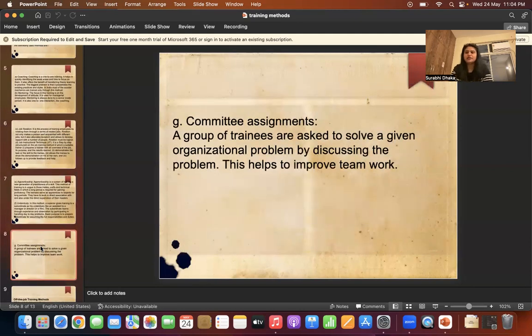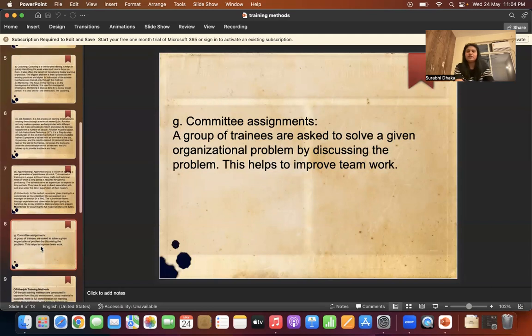Then comes your last type of on-the-job training method, that is your committee assignments. In committee assignments, a group of trainees are asked to solve a given organizational problem by discussing the problem. This helps to improve teamwork. So this kind of training is basically given to develop the team spirit within the organization. With this, we are done with the on-the-job training methods.